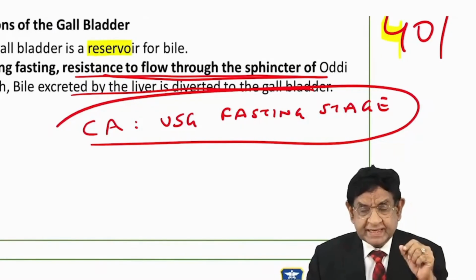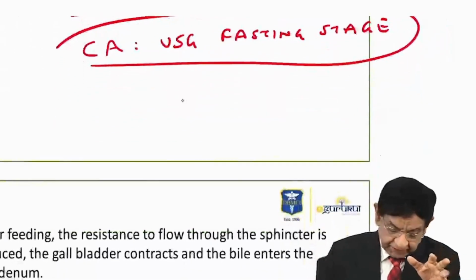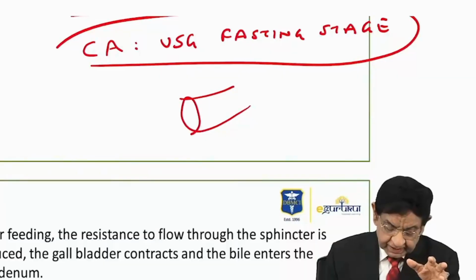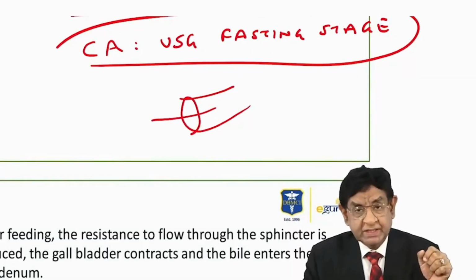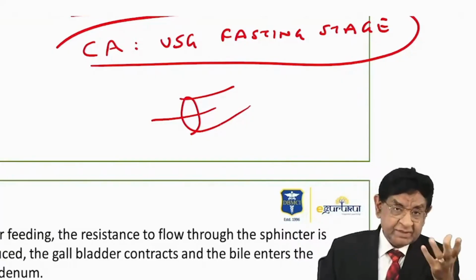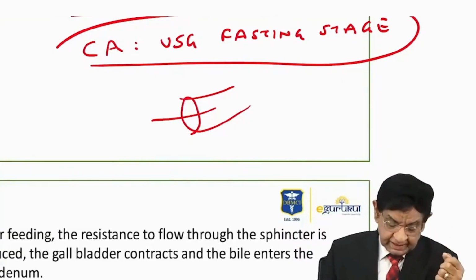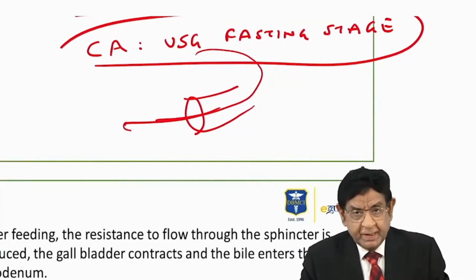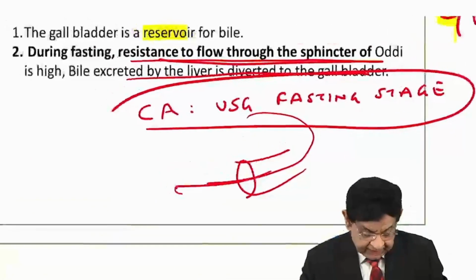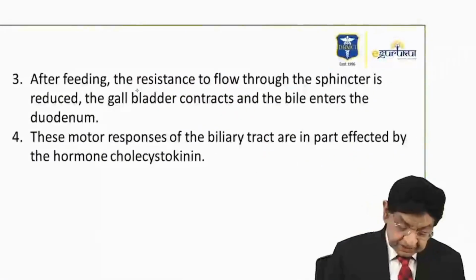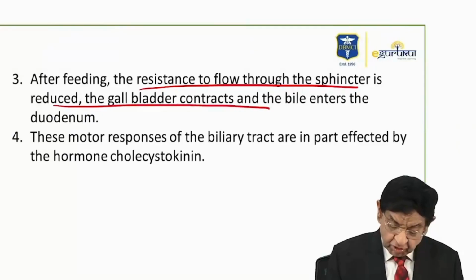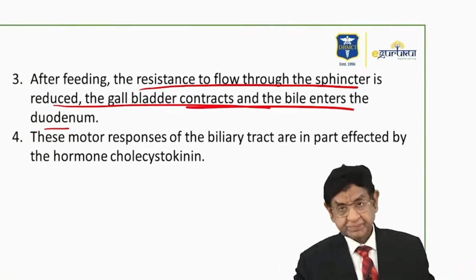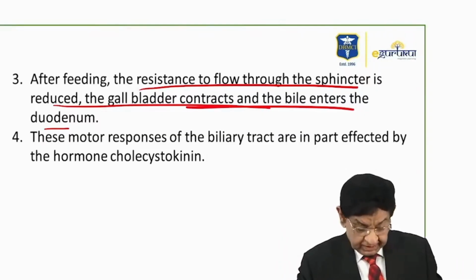But once the patient has taken a meal, the sphincter of Oddi opens. It opens, and at that time the gallbladder also contracts and the whole content of the gallbladder now enters the second part of the duodenum. Okay, so the point to be noted: in fasting, the sphincter is closed and the gallbladder is distended. After eating, after feeding, resistance of the sphincter of Oddi is reduced, and the gallbladder contracts and bile enters the duodenum. We are clear about this? Okay.